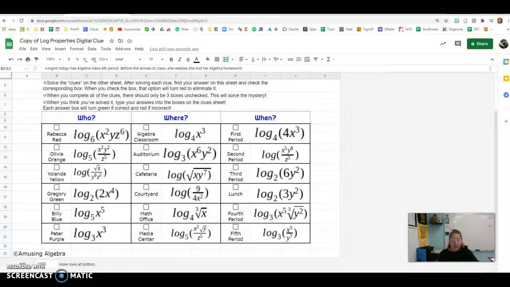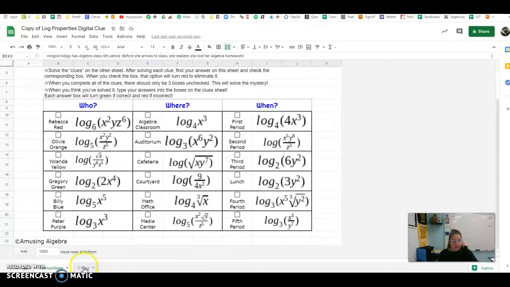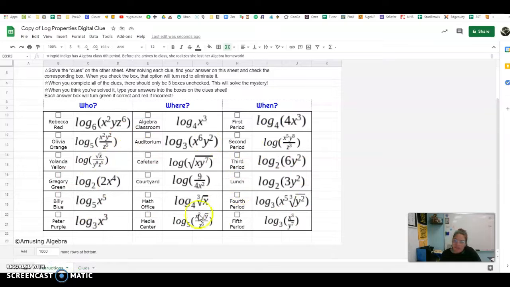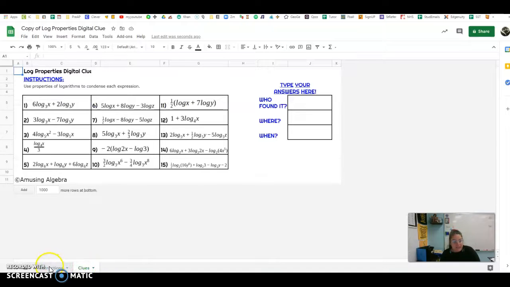If you go down to the bottom of the Google Sheets, where it says clues, these are the problems that we're going to condense and simplify, and then you're going to find your answer on the instruction tab. So again, at the very bottom are the clues. The answers are on the instruction page. So let's go take care of number 1.